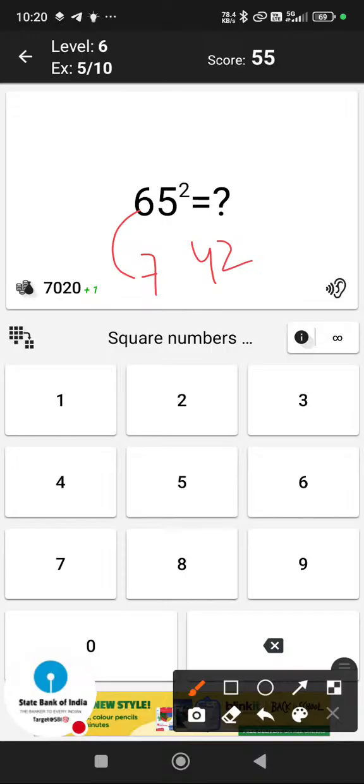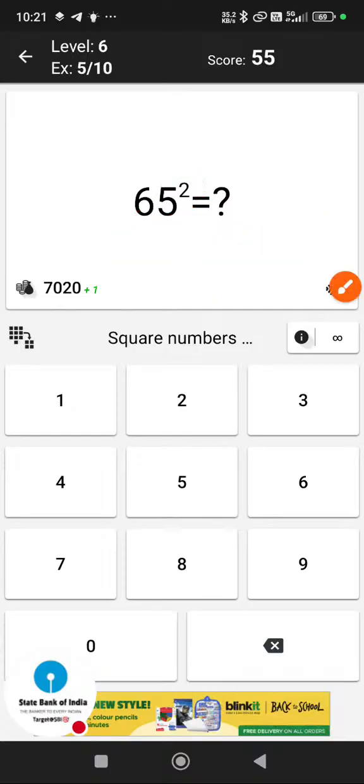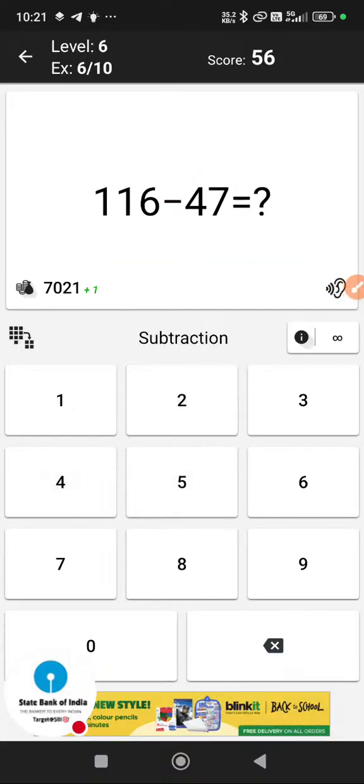Next one, 5 square, which will be 25. So 4225. Krishna Nedu Das, welcome. 4225. Next one, 116 minus 47.